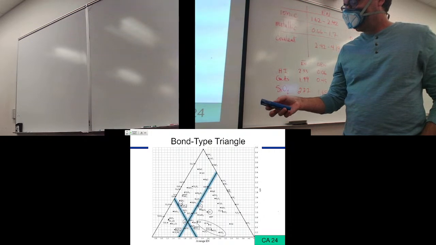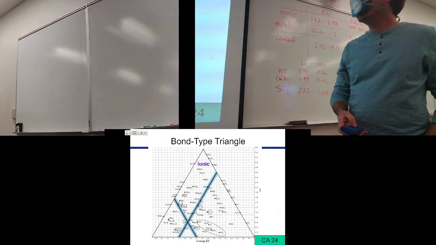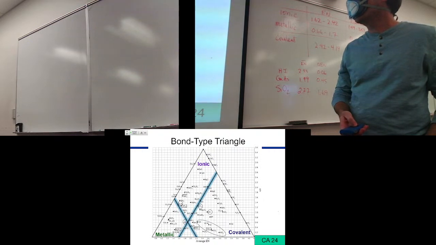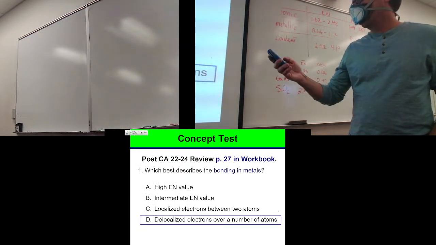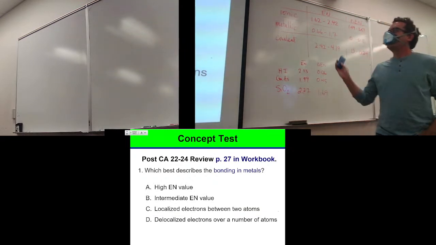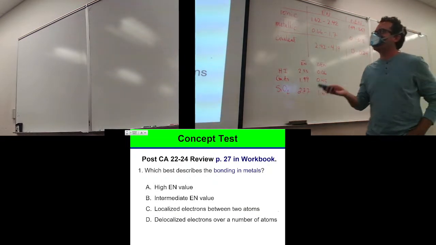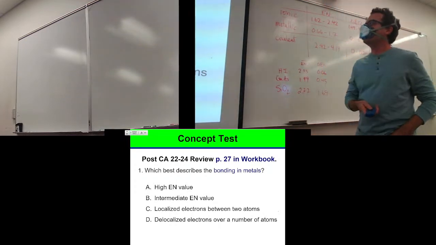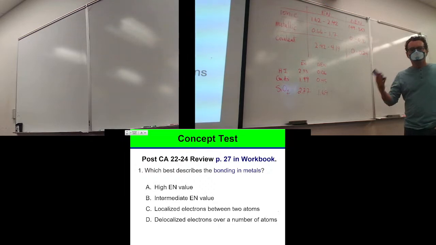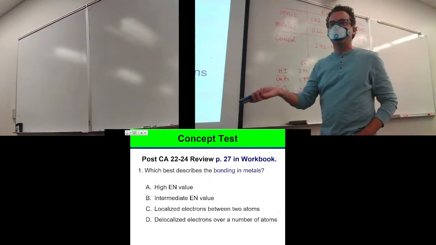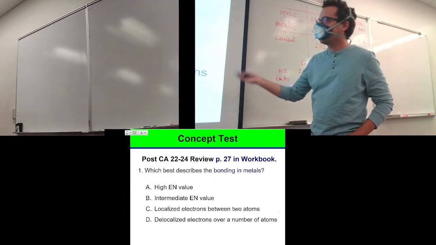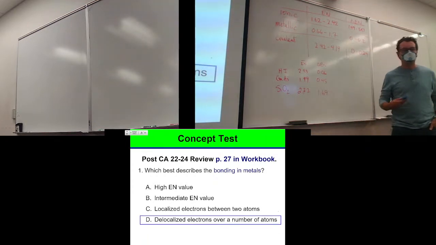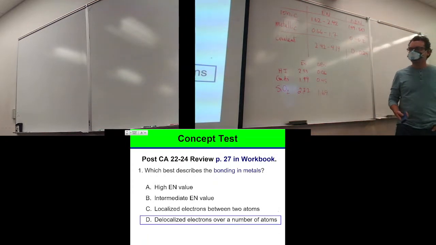We'll ask you some questions, but they've been kind of highlighted. Oh, by the way, ionic, metallic, covalent, semi-metallic. Which best describes the bonding in metals? So we already know that they're low electronegativity, not high or intermediate, so that's not on here. But the other two answers are localized electrons or delocalized electrons. So metals have the delocalized electrons. And that's what causes them to be conductive.